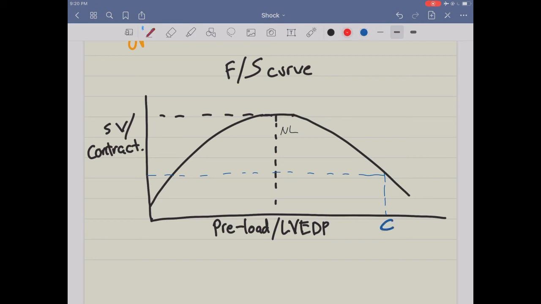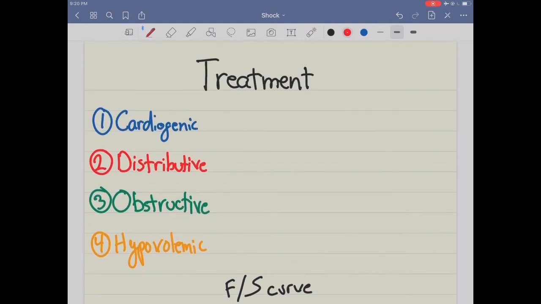And in distributive shock, you have the opposite problem. You have too little fluid. You have all this venodilation. So even though you have a lot of fluid on you, you have so much venodilation, your heart really isn't seeing any of that fluid. And so your cardiac output is much lower than normal. This is the Frank-Starling curve in a nutshell. And the goal of the Frank-Starling curve, again, is to get everybody into this middle area.